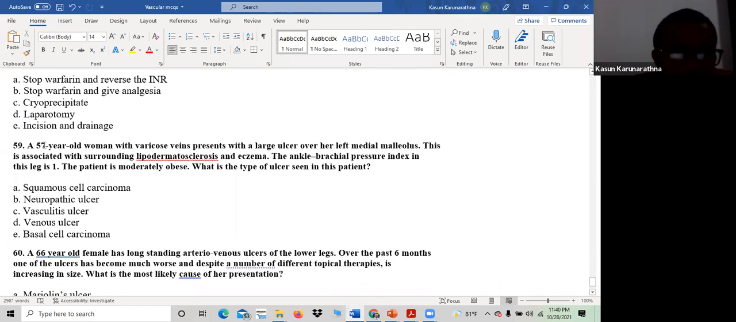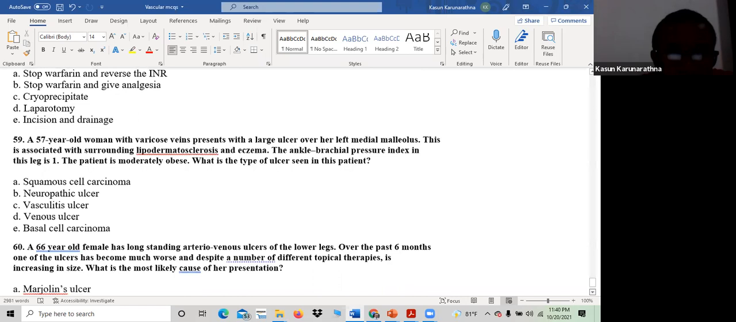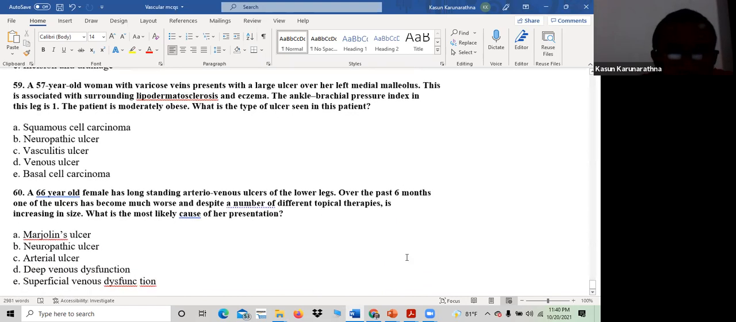Question 59. A 57-year-old woman with varicose veins presents with a large ulcer over the left medial malleolus. This is associated with surrounding lipodermatosclerosis and eczema. Ankle brachial pressure index in the leg is 1. The patient is moderately obese. What is the type of ulcer seen in this patient? What is the answer? Yes, it's a venous ulcer, no?